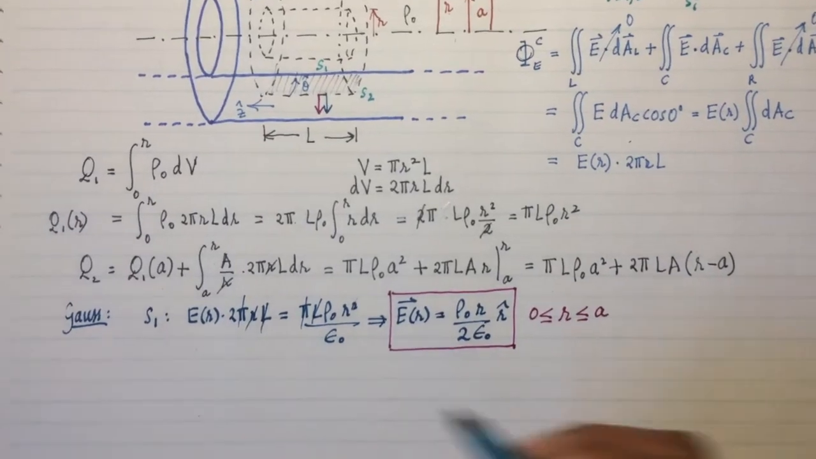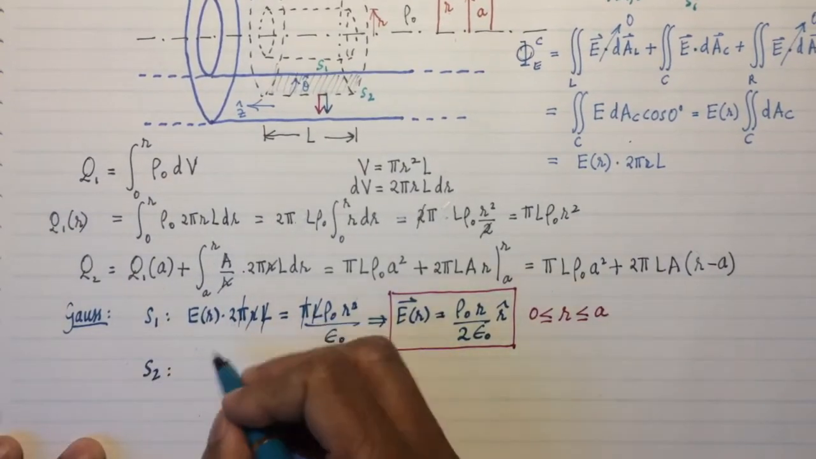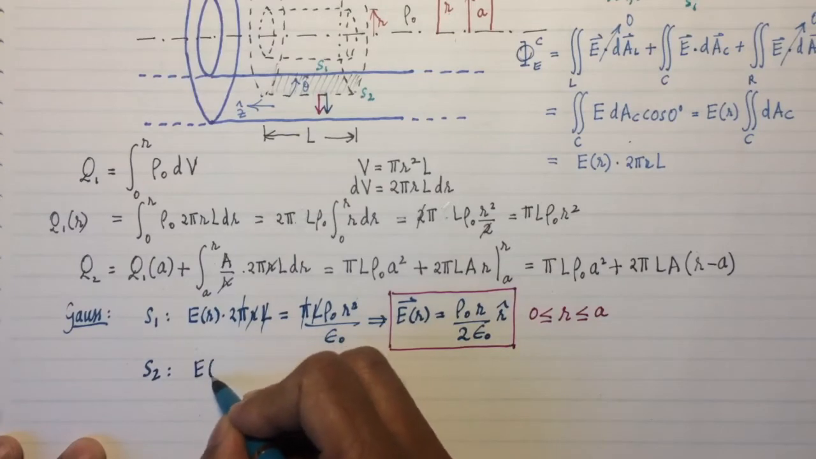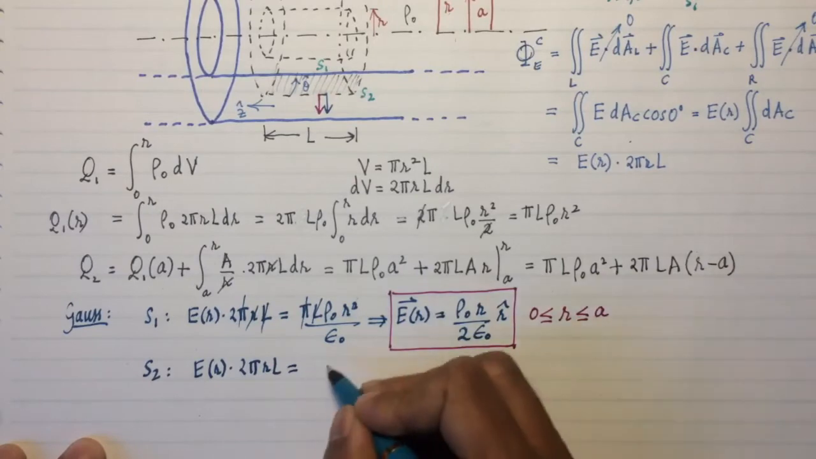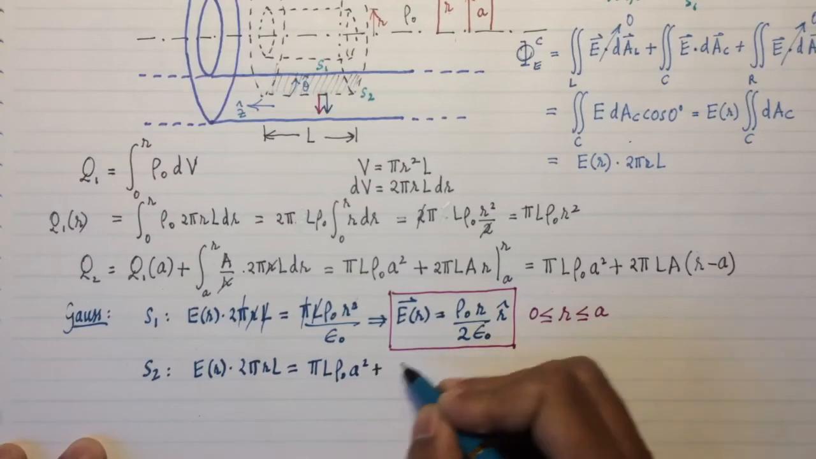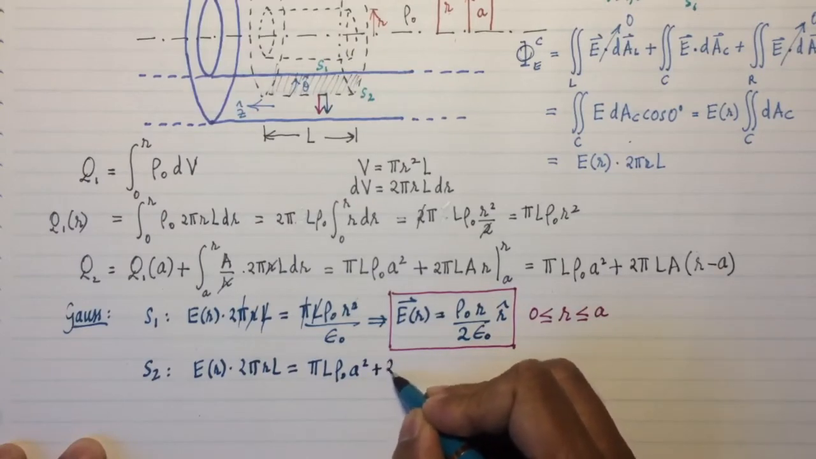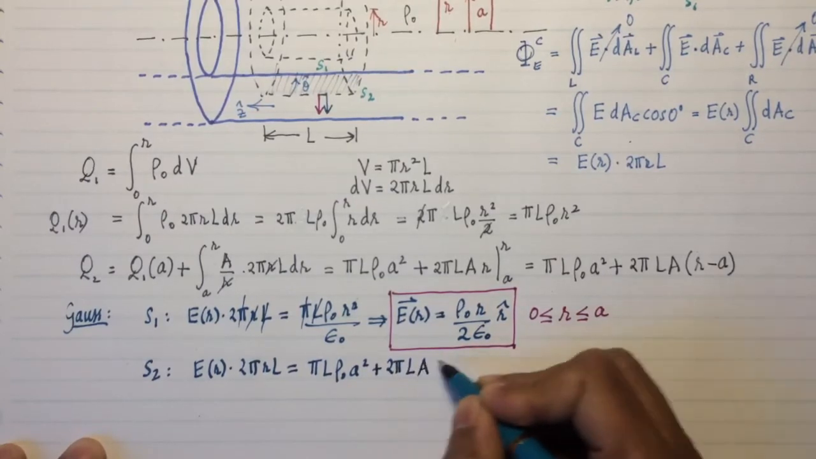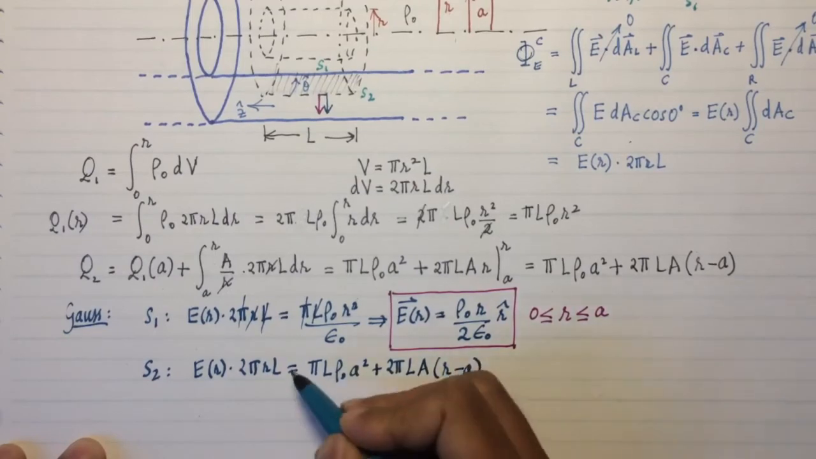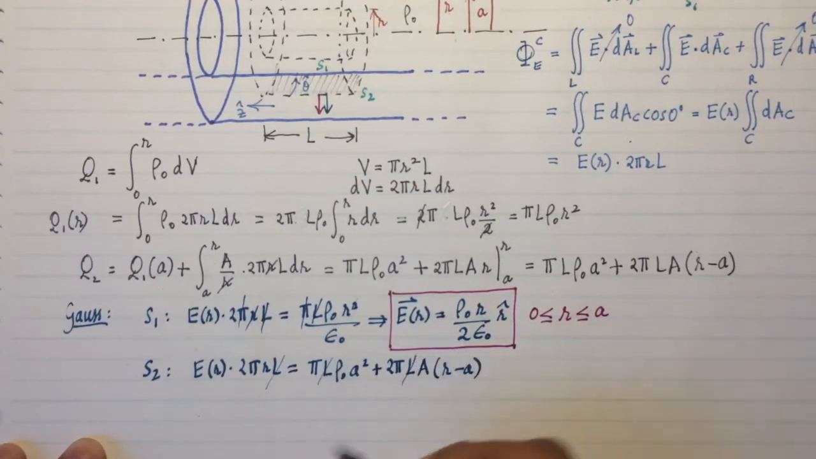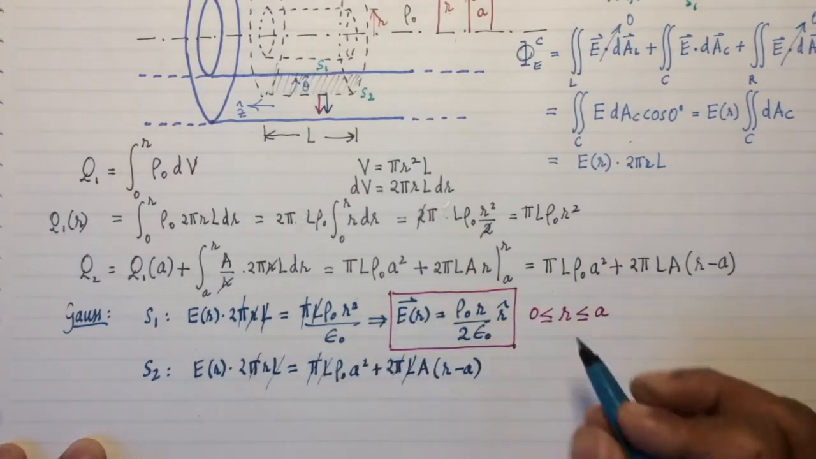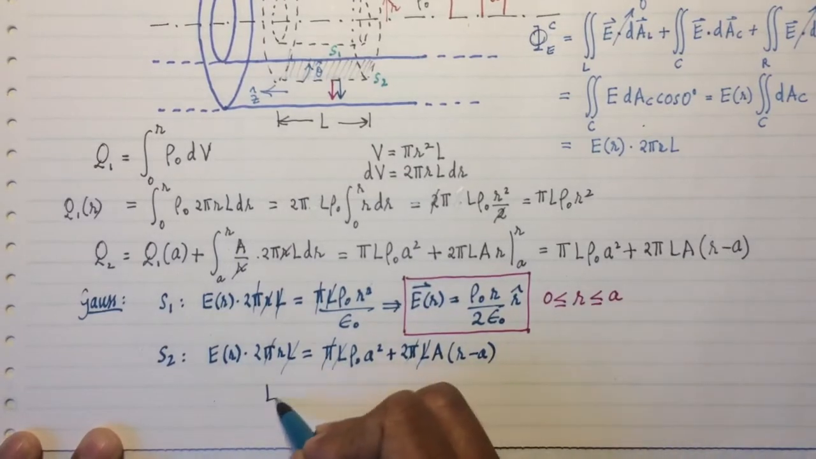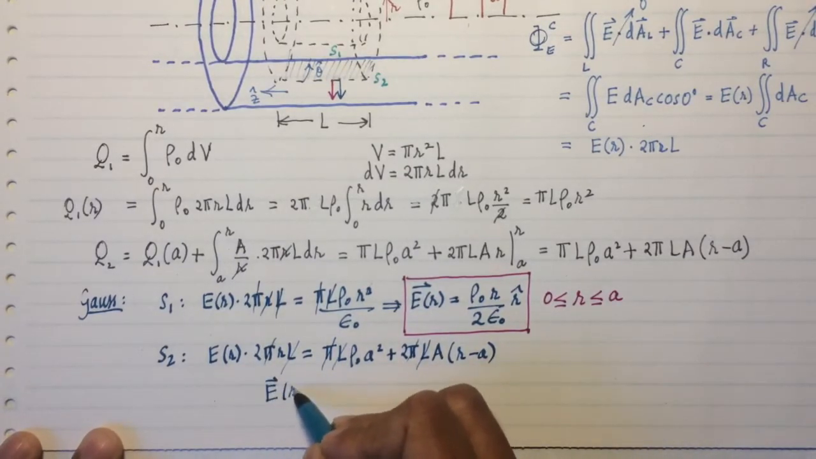For the surface S2, we have E(r) times 2πrL equals this one. So it's a slightly more elaborate thing to write. Once again, you have the L's cancelling out. There's a π that cancels out, and then nothing else. So we can just solve for this one. It's a slightly more cumbersome expression to write.